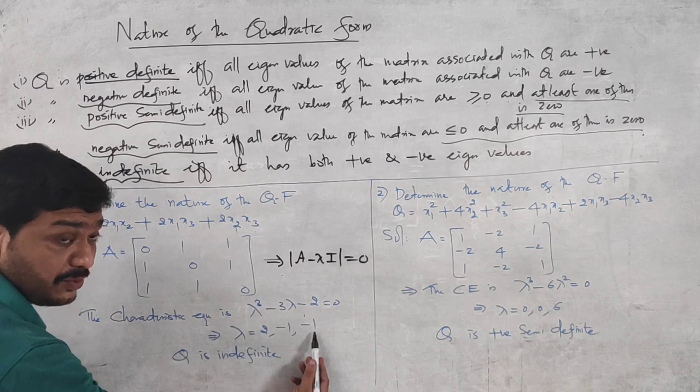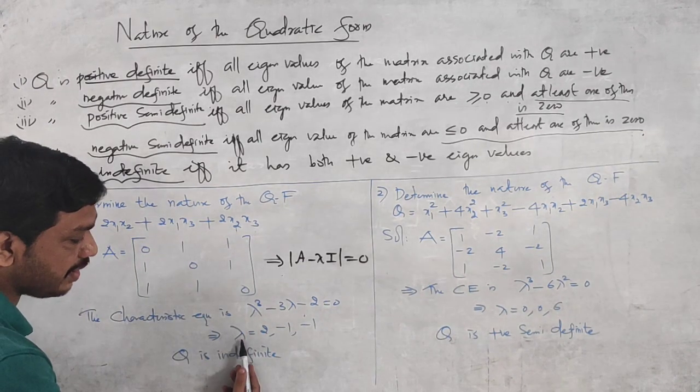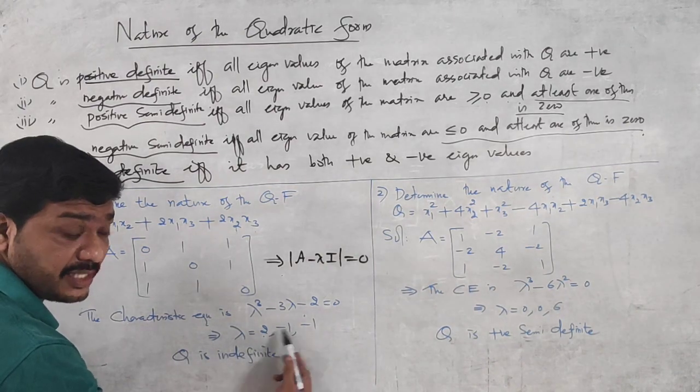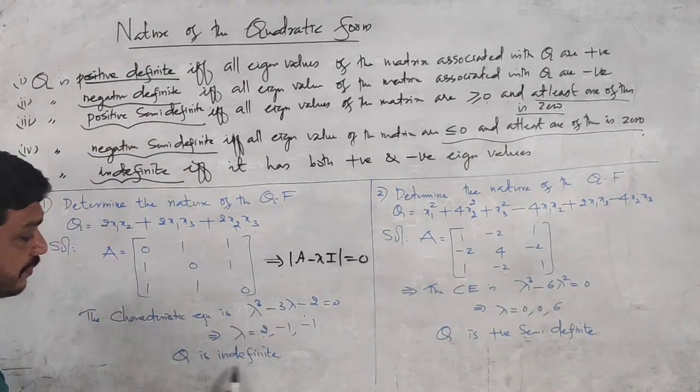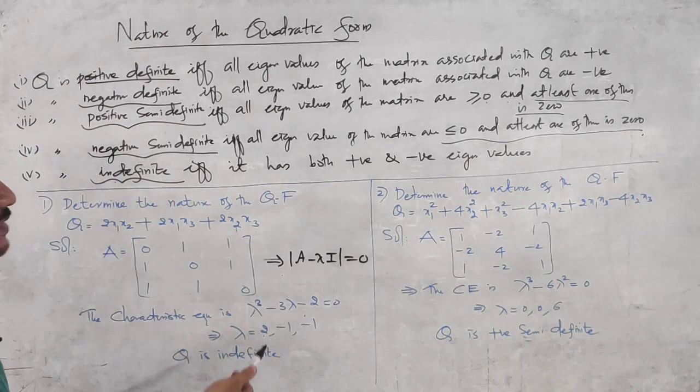Then what is your conclusion? In this particular example, some eigenvalues are positive and some are negative. That's why your conclusion is that the quadratic form is indefinite. I'll discuss one more example.